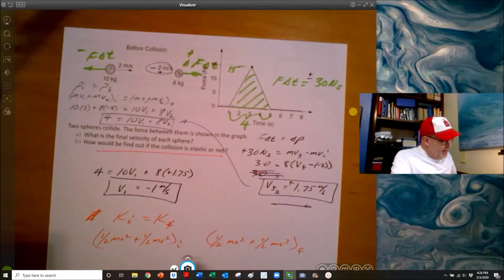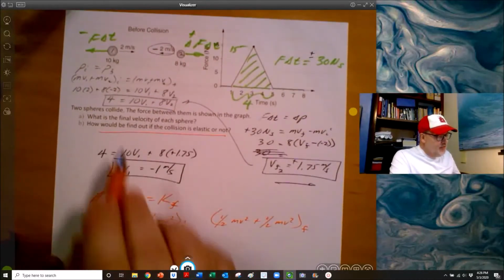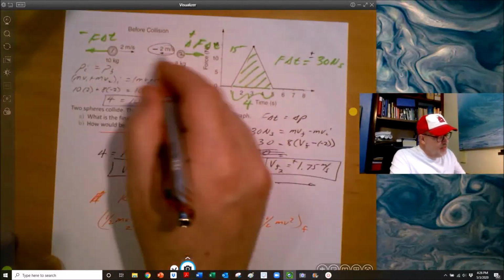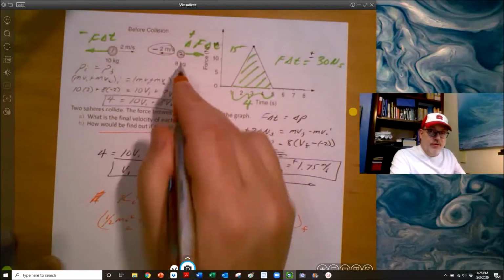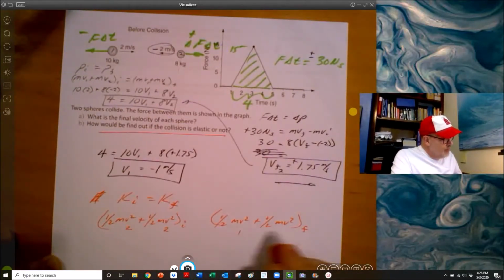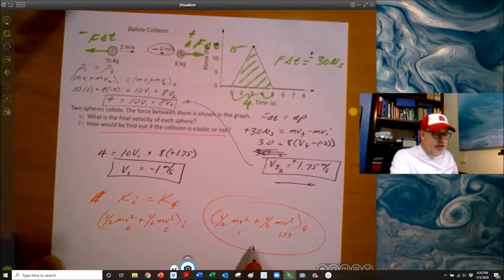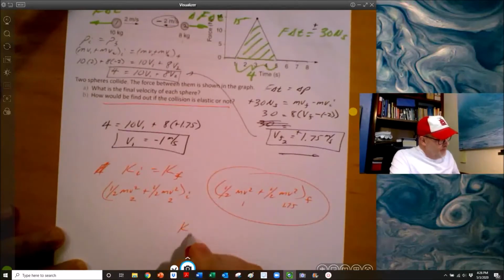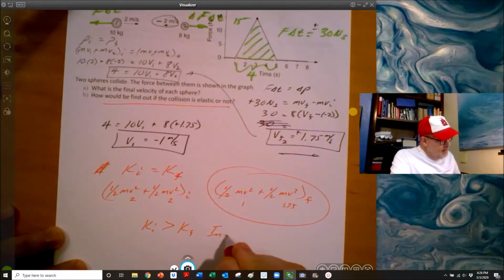Notice that the masses don't change in the collision, but the velocities do. We had a 2 here initially and a 2 here initially for this one. And afterwards, we end up with a 1, negative 1, it won't matter, it's squared, and a 1.75. Do you see that this number over here is going to be smaller? So our final kinetic energy is less than the initial kinetic energy, so it is inelastic.